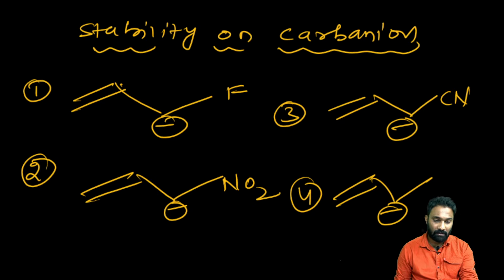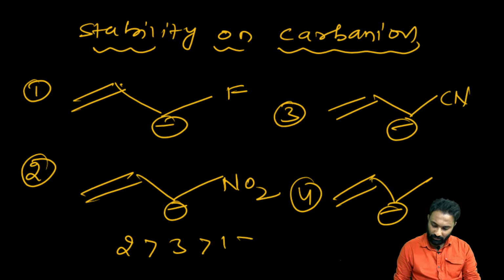Which is the more stable carbanion? 2, 3, 1, 4. Good. 2, 3, 1, 4 will be the order of the more stable carbanion. Done.